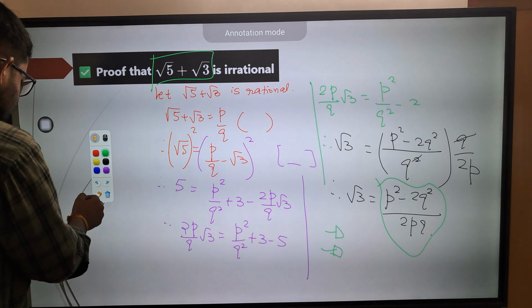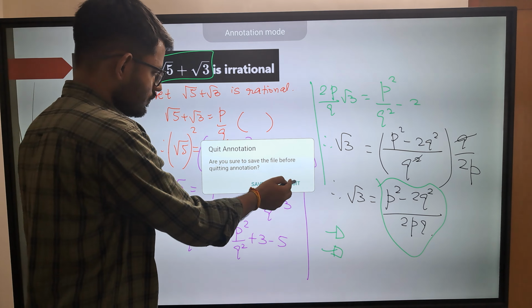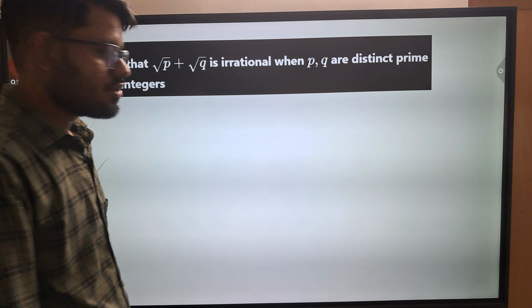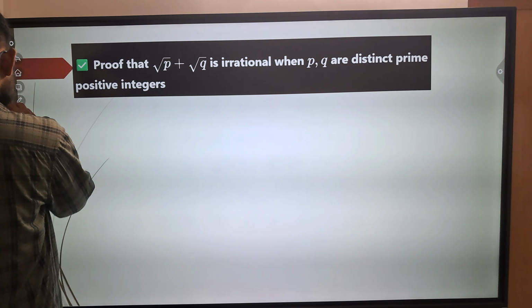Let's move to the next question. Next, or the last question. This is our last question, so let us focus. This is an important question.